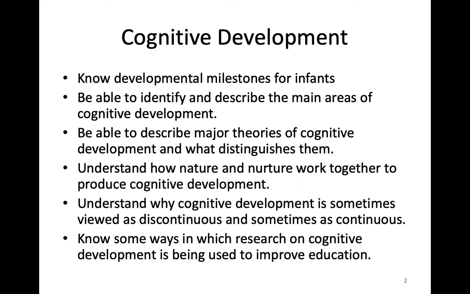So after this lecture, what I hope you'll know is some developmental milestones for infants. So just really starting very, very early on in our life, there's very, very early experiences as well as early milestones that can be indicators for how we develop later on. I hope that you'll be able to identify and describe the main areas of cognitive development, be able to describe major theories of cognitive development and what distinguishes them. In particular, I'm going to focus on one theory of cognitive development, which is Piaget.